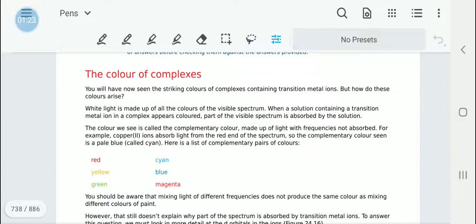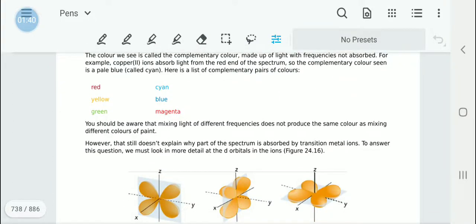Now when you take copper 2 ions, they absorb light from the red end of the spectrum. The color that we see is pale blue, called cyan. So this is the list of complementary pairs of colors. Red and cyan: if red is absorbed, cyan would be seen. If cyan is absorbed, red would be seen. Yellow and blue, green and magenta.